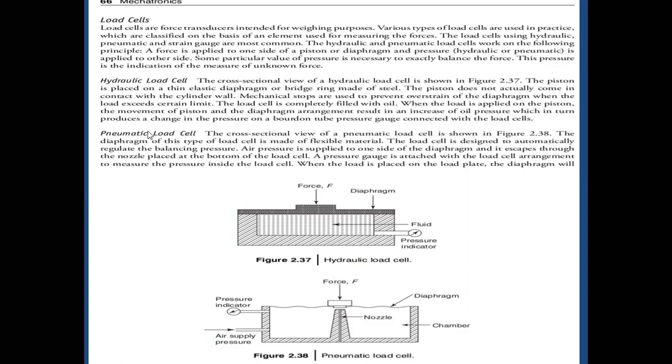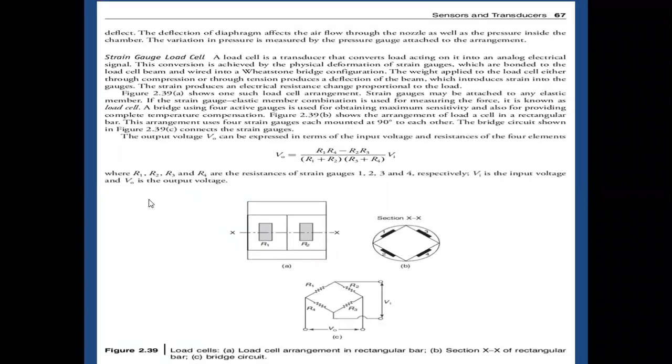And the next one is the strain gauge load cell. So like this one, a strain gauge is nothing but an arrangement of resistances in a Wheatstone bridge, like this one.